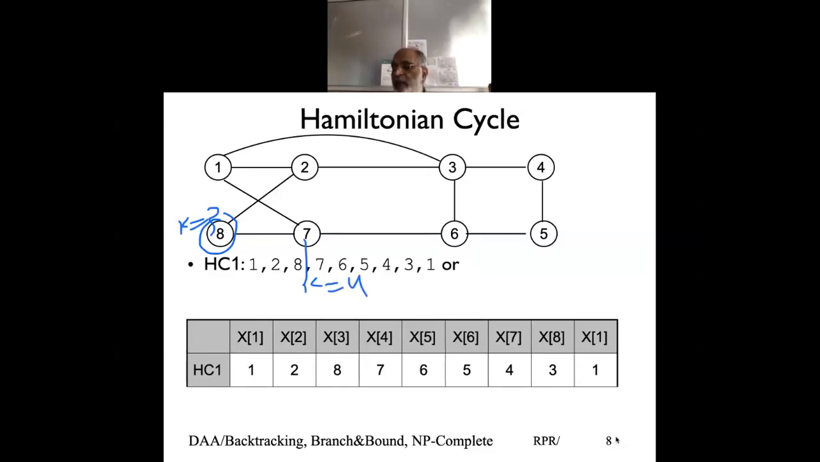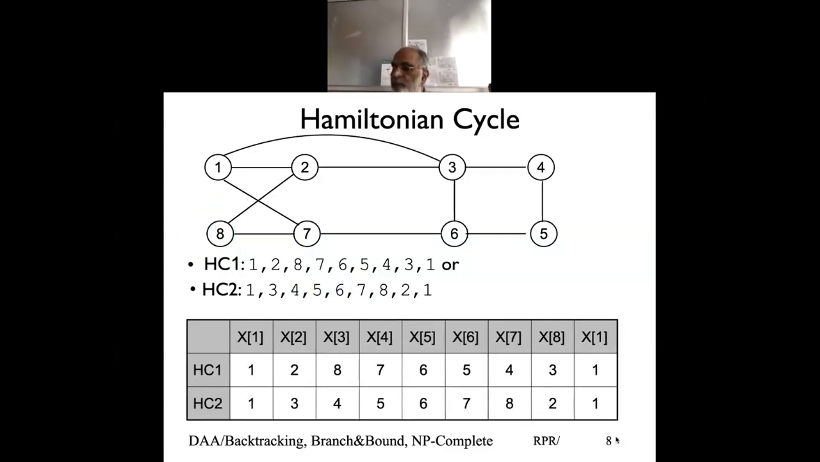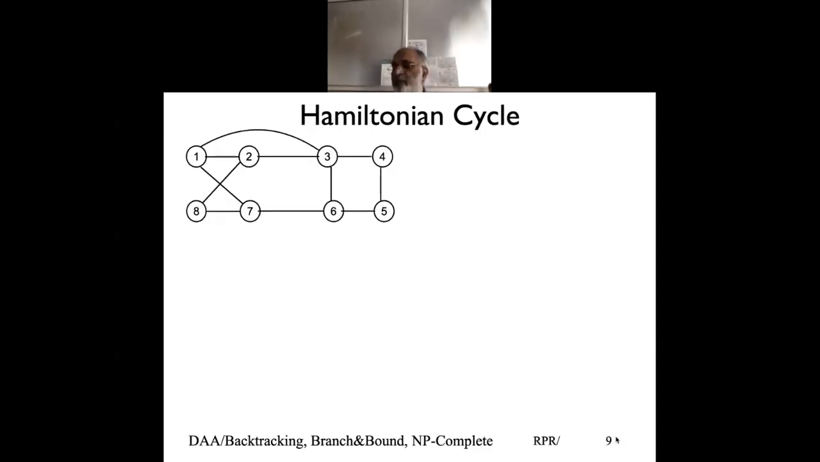Similarly, in the reverse, the first vertex is this, the second vertex is this, so the second vertex is 3, the third vertex is 4. Again, understand xk does not mean k; k means the kth vertex we are choosing, xk identifies the vertex, and that's the difference.